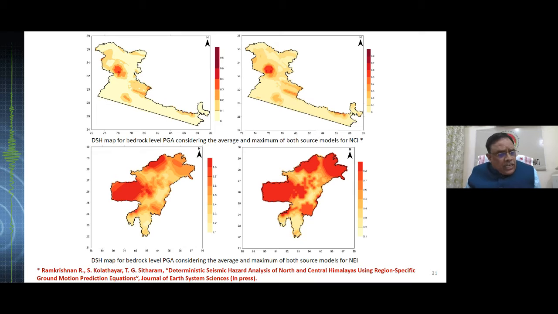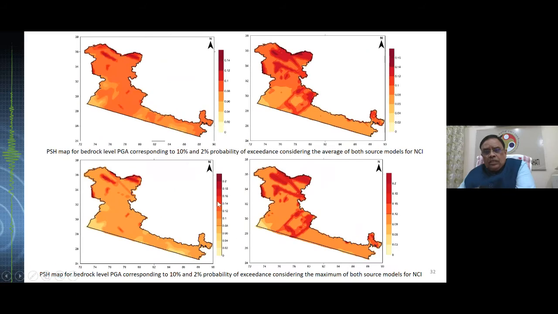Here, DSHA yielded bedrock level PGA values in the range of 0.4 to 0.7 g in the North Central Himalayas, and 0.6 to 0.8 g in the Northeast Himalayas, with the peaks observed towards the plate boundaries and a decreasing trend towards the peninsula region. That's very clear and obvious to us, since the events are happening basically at a plate boundary.